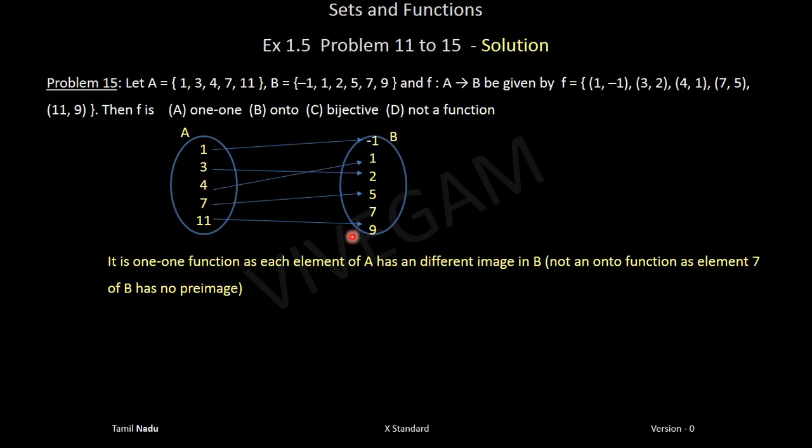But is it an onto function? It's not an onto function because 7 does not have a pre-image. If 7 has a pre-image, then it becomes an onto function. So it's a function and it is basically a one-to-one function. Okay, I hope it's clear and thanks for watching this video.